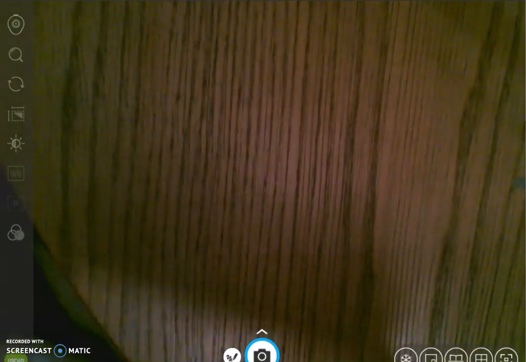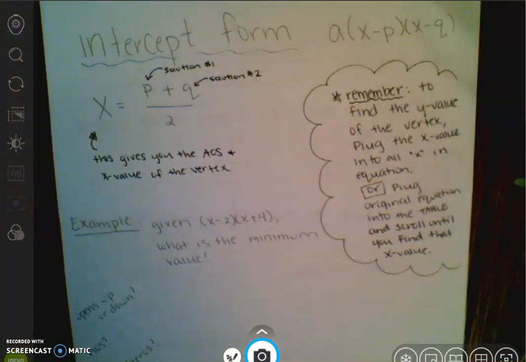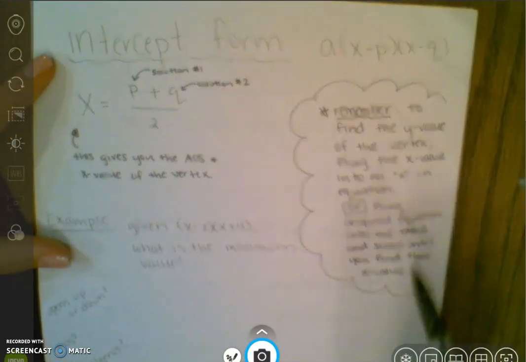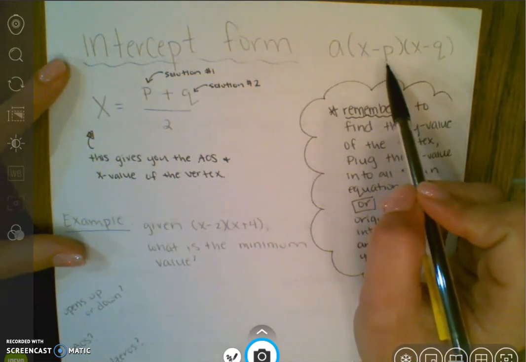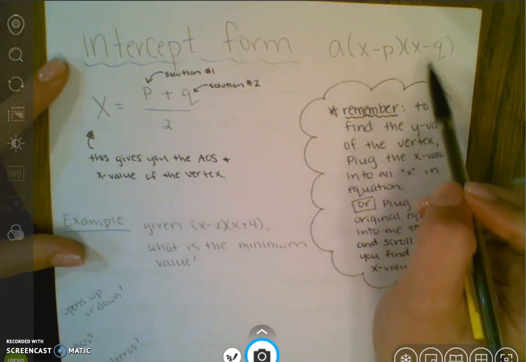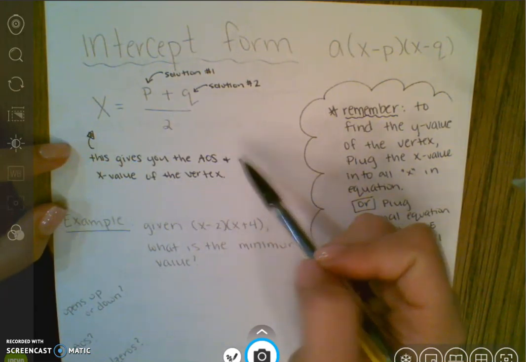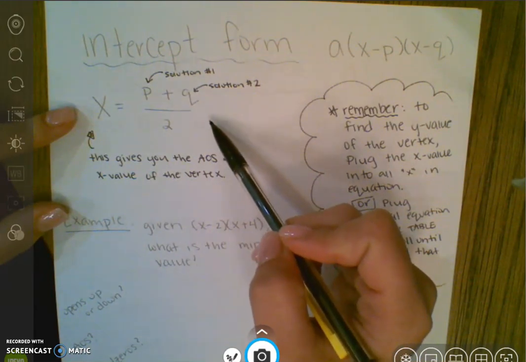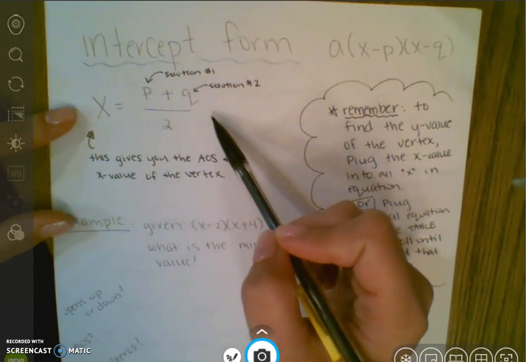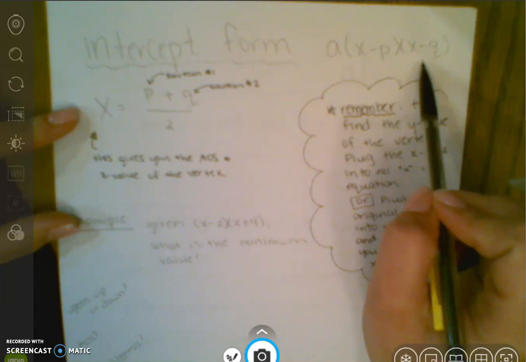Okay, the next part is intercept form. So this right here is intercept form. Okay, and that's where it looks like it's factored. So you have an A out front, whatever number that is, x minus p, or x plus p, doesn't matter, x minus q. So to find the axis of symmetry and the x of the vertex, we have a little different formula. So now you have to add your solutions together and divide by 2. You're finding the average between the two.